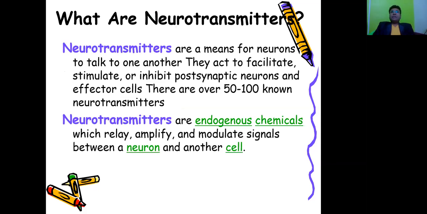So what are neurotransmitters? Neurotransmitters are a means for neurons to talk to one another. They act to facilitate, stimulate, or inhibit the postsynaptic neurons and the effector cells. There are over 50 to 100 known neurotransmitters in the human body. Neurotransmitters are endogenous chemicals which relay, amplify, and modulate the signals between a neuron and another cell.